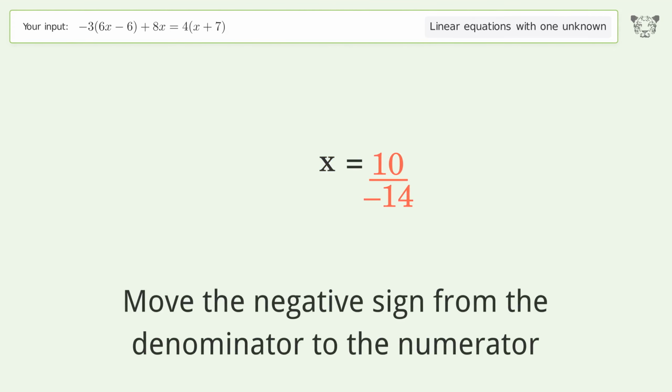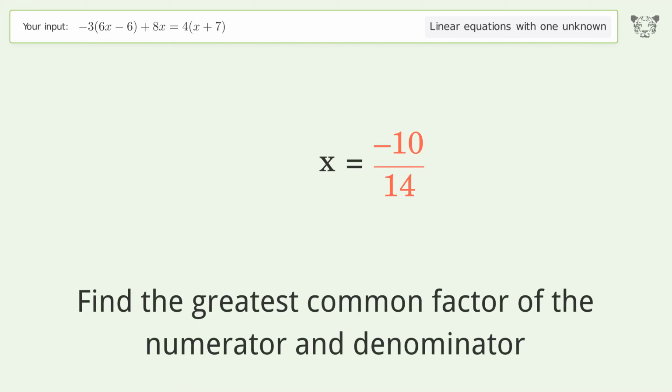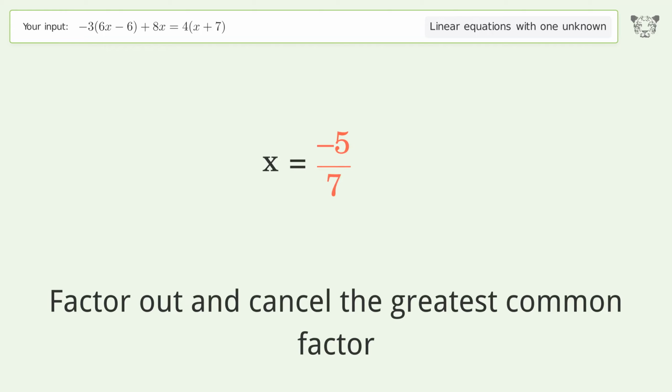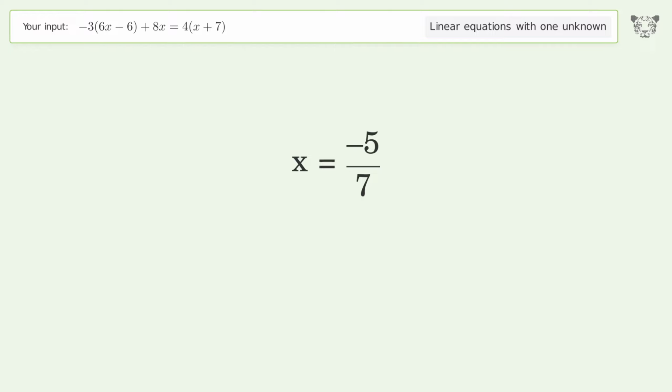Move the negative sign from the denominator to the numerator. Find the greatest common factor of the numerator and denominator. Factor out and cancel the greatest common factor. And so the final result is x equals -5/7.